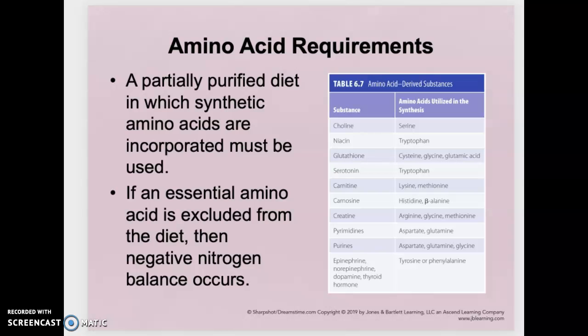Alright, so we have our amino acids. We talked about our essential and non-essential amino acids, but some amino acids are also important in creating other amino acids, or creating other substances, I should say. So, for instance, tryptophan is important for us to consume because it helps us to create niacin, as well as serotonin. Methionine and lysine are important for the creation of carnitine. And serine is important for choline. So we have to be able to consume these in adequate amounts.